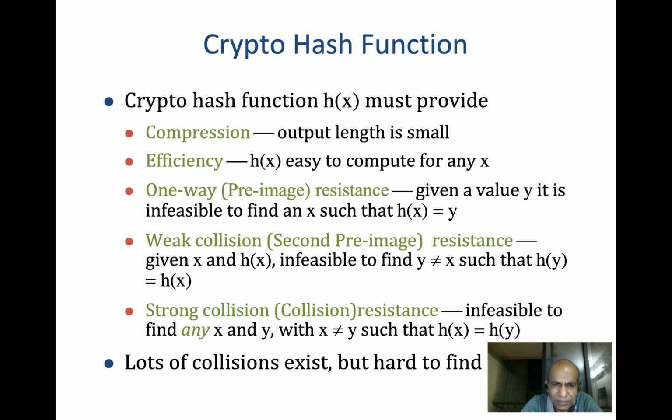All right. Good. Now the next thing, which is strong collision resistance, or we call it simply collision resistance. Now it says that for any pair X and Y, which is nothing but input text, for two plain texts, say X and Y, such that X is not equal to Y, its hash value should not be the same.